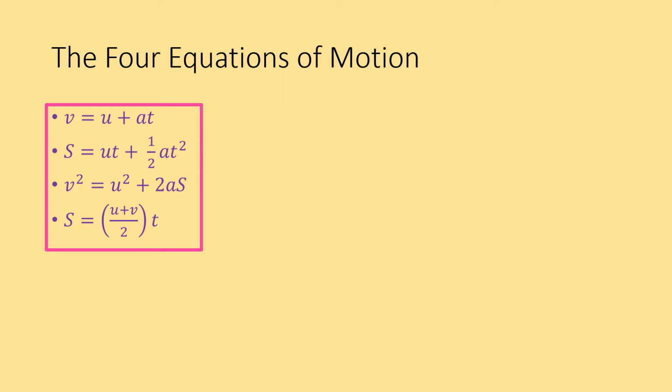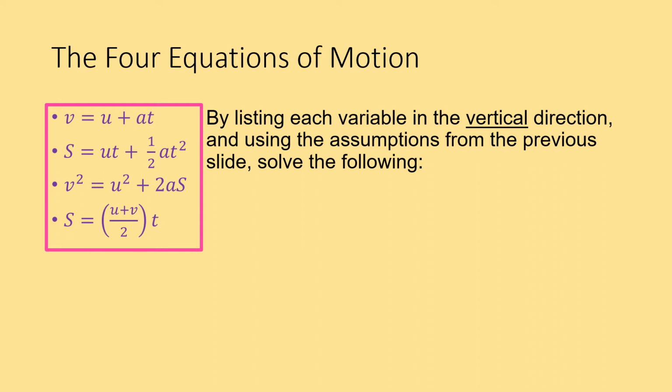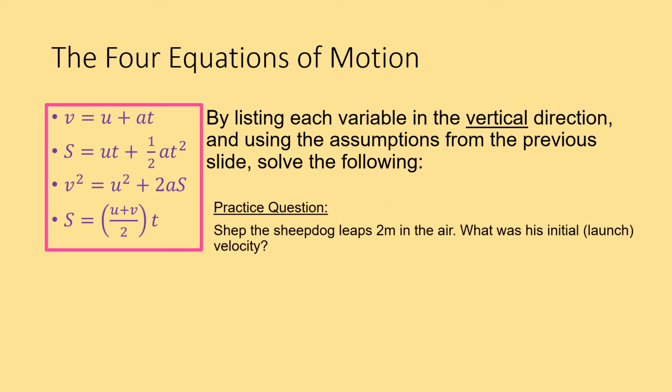Okay, so we have our four equations of motion. What we're going to do now is look at a particular question, and we're going to use the assumptions on the previous sheet. So we're going to be looking at a question where something is just acting in the vertical direction. So you've got to list all of the variables in the vertical direction and then use those assumptions that when something reaches its peak, it is at 0 meters per second, and that the acceleration is negative 9.81 meters per second squared. So here is our practice question.